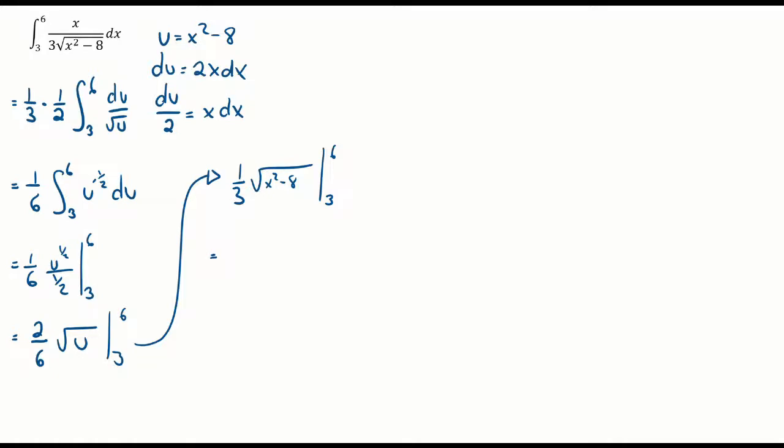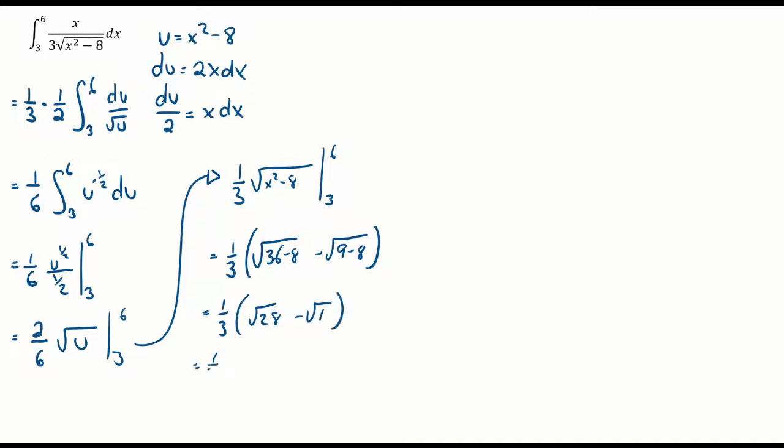So by the second fundamental theorem of calculus, I have the square root of 36 minus 8 minus the square root of 9 minus 8. Evaluate at b minus evaluated at a. This gives me the square root of 28 minus the square root of 1. And my final answer is 1/3 times the square root of 28 minus 1. Can't really simplify that anymore unless I choose to put it in decimal form. And if I do that, it gives me the solution of approximately 1.43.